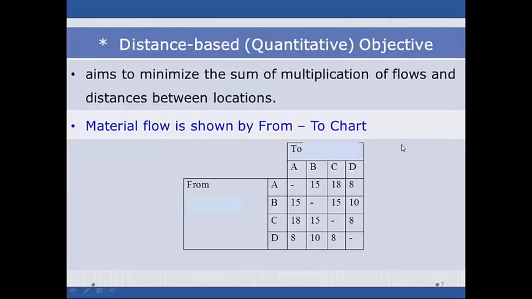Coming to the next point. Now, when we are considering different objectives, it can be a distance-based objective.